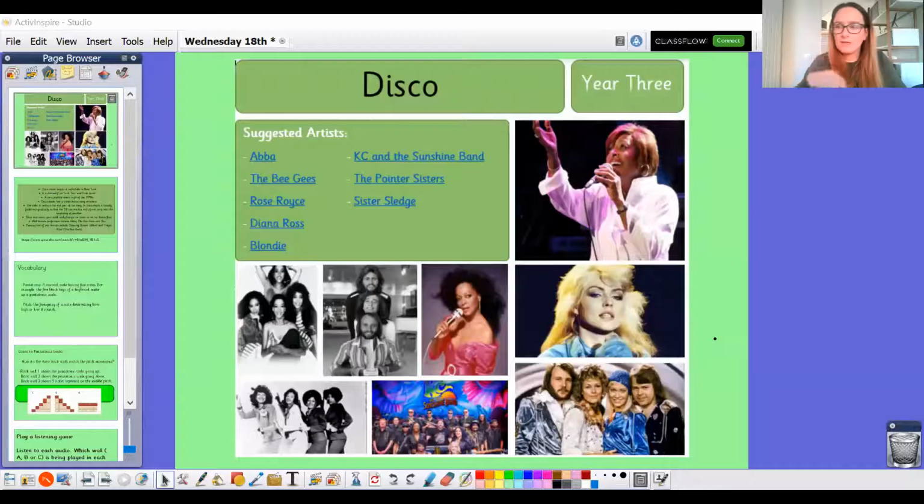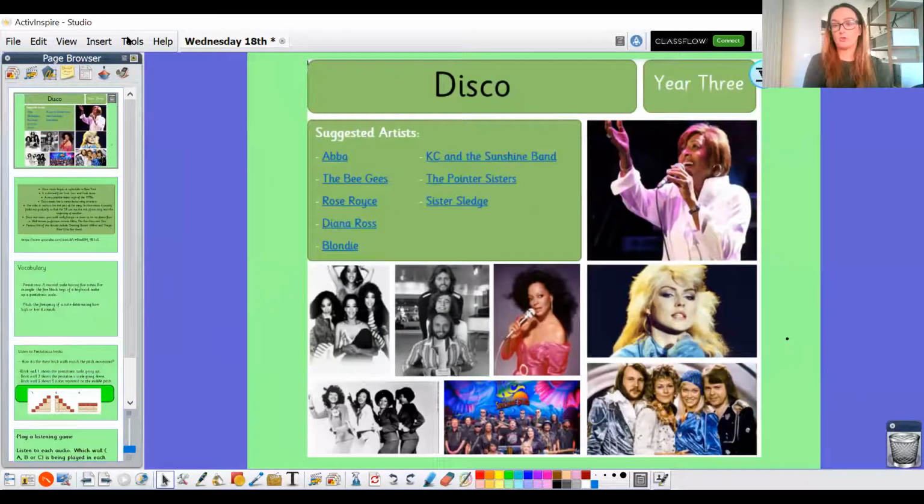Right, so I wonder if you can remember what our genre of music is for this year. And I wonder if you can think about any particular songs or particular artists that we have been focusing on and listening to. So of course, our genre of music is disco, and we have previously listened to the Pointer Sisters and ABBA. And today we're going to listen to a song by Sister Sledge.